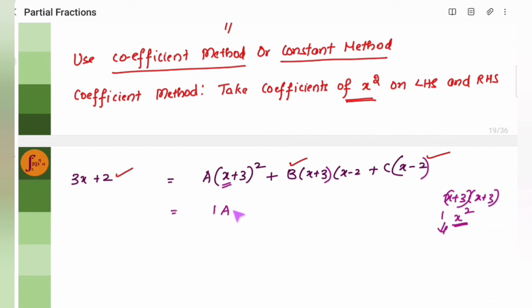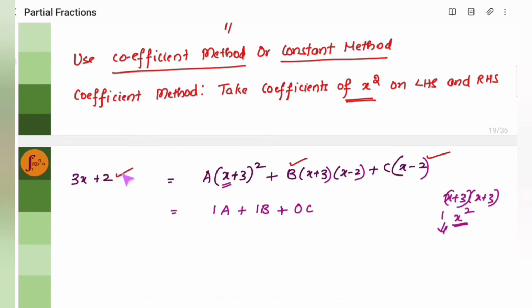So we'll put 1a. Then here, what is the coefficient? Again, it's x square. There is no number, so we assume it's 1, 1b. And here, there's no x square itself. If there is no x square, then it is 0. So it is 0c, right?